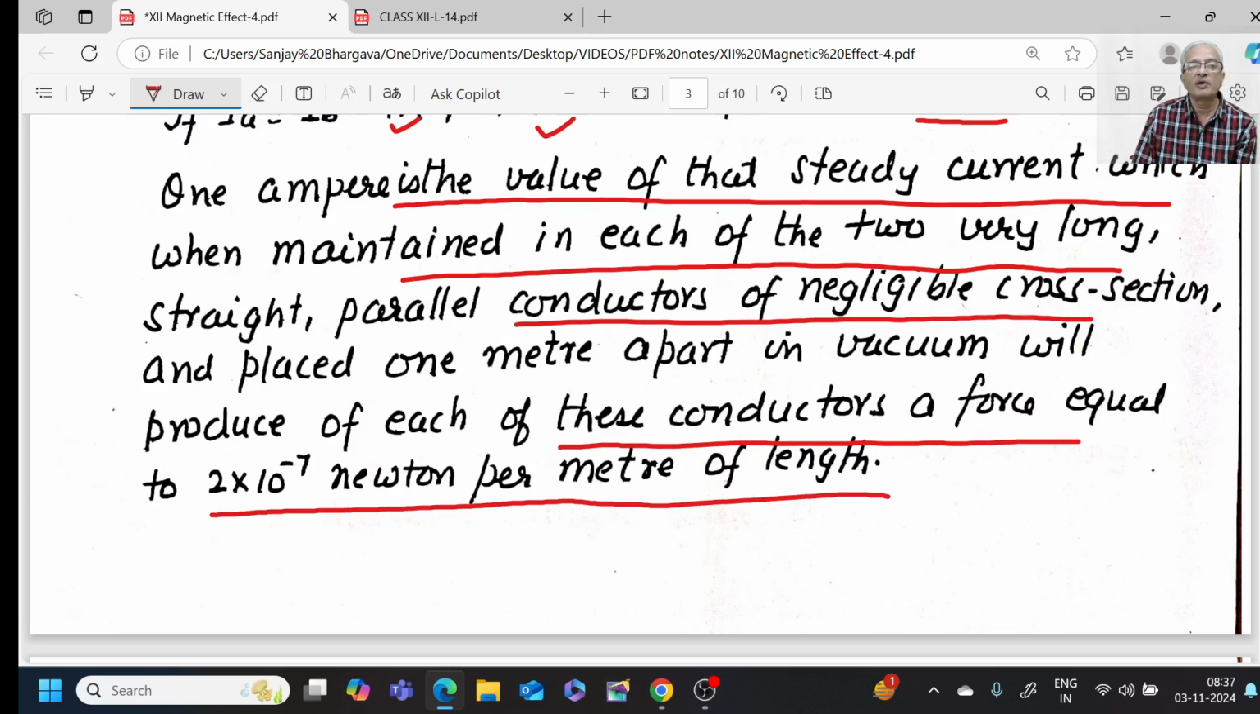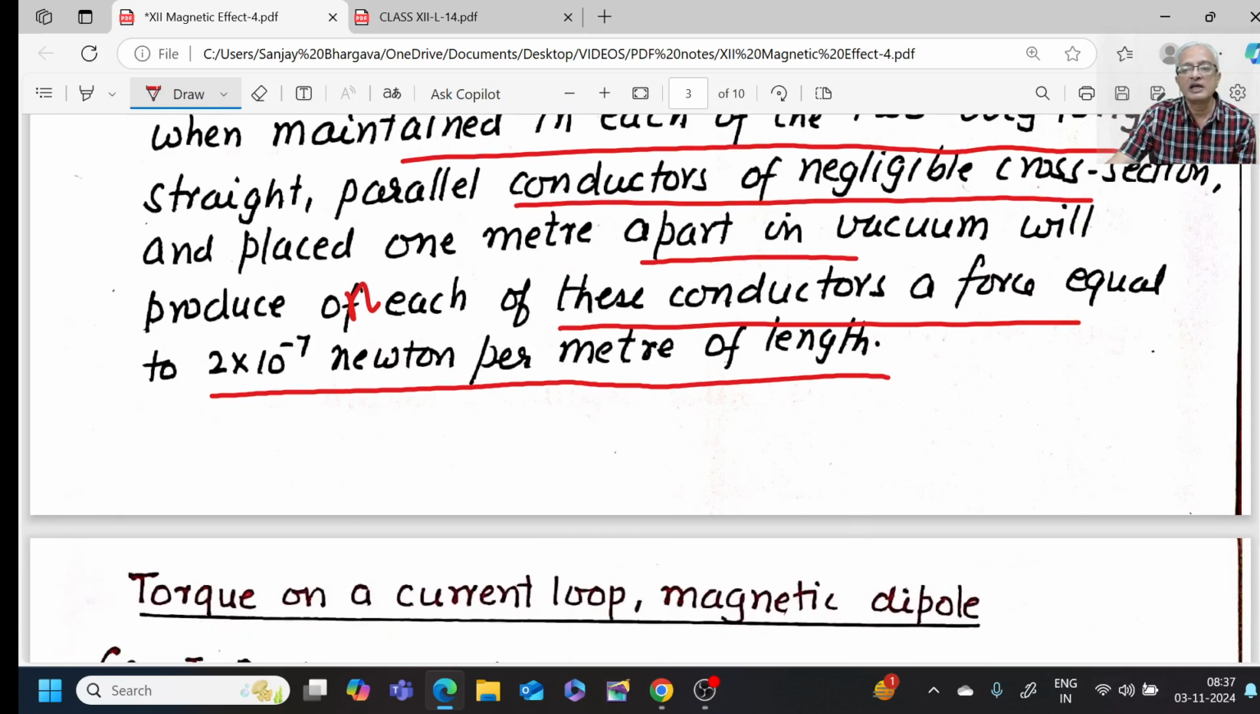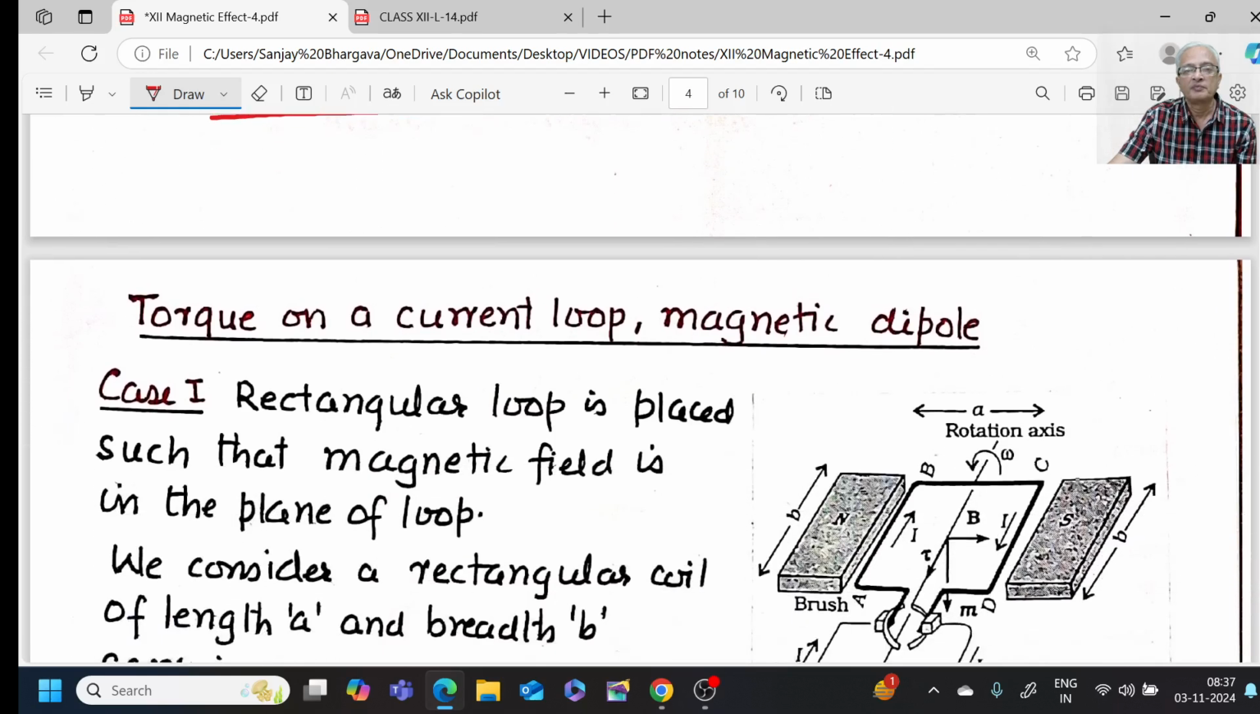So how do I define 1 ampere? 1 ampere is the value of that steady current which, when maintained in each of the two very long straight parallel conductors of negligible cross section and placed 1 meter apart in vacuum, will produce on each of these conductors a force equal to 2 into 10 raised to power minus 7 Newton per meter of length. So this is the standard definition of ampere.